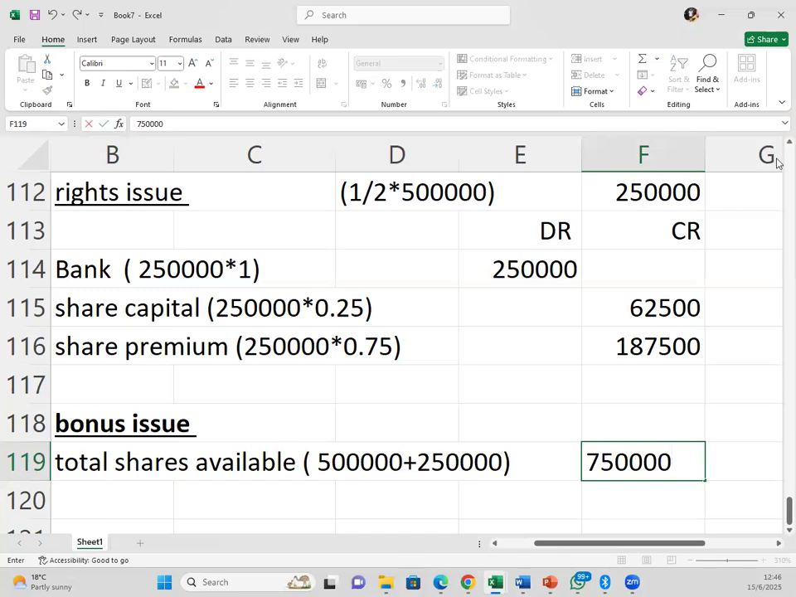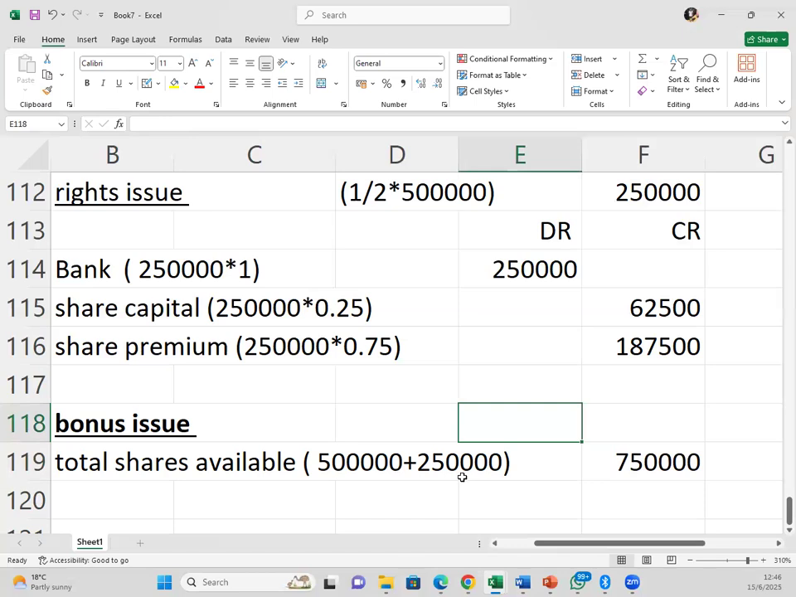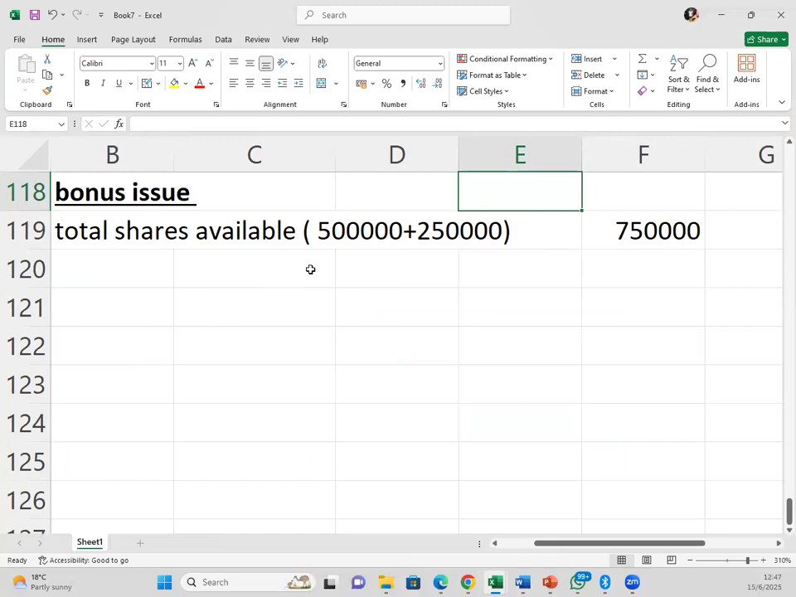So we started with 500,000 and we made a bonus issue of 250. Bonus issue increases the shares. So the rights issue increases the shares and the bonus issue as well. So it means when we are going to make the bonus issue, our shares won't be 500,000, but it's 750,000, because more shares were added through the rights issue.